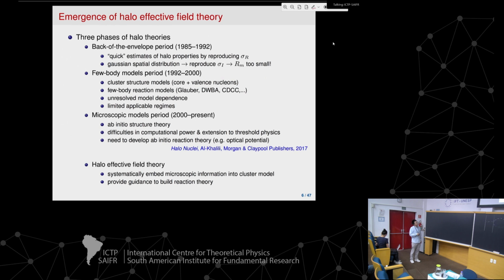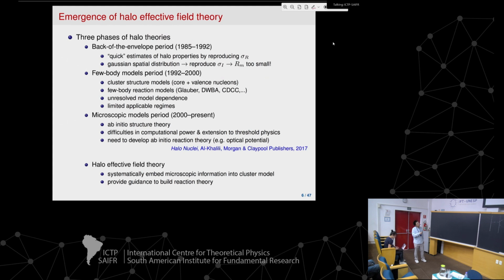But at the meantime, we can also describe halo nuclei with the effective field theory approach. What is different from the approaches above is that it can systematically embed microscopic information into the cluster model. I would say it's a simplification of those ab initio calculations, but it combines with some advantage in the simplicity of few-body models, and it can also provide guidance to build reaction theory. So I will talk about how to build this effective field theory in the next few slides.